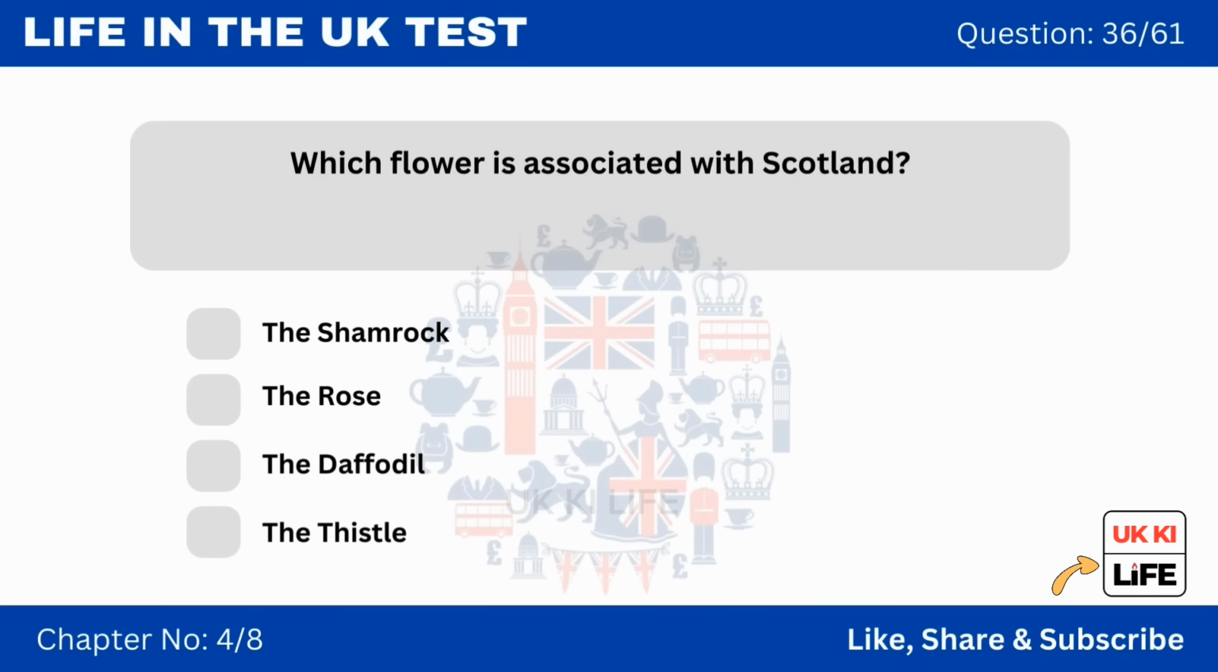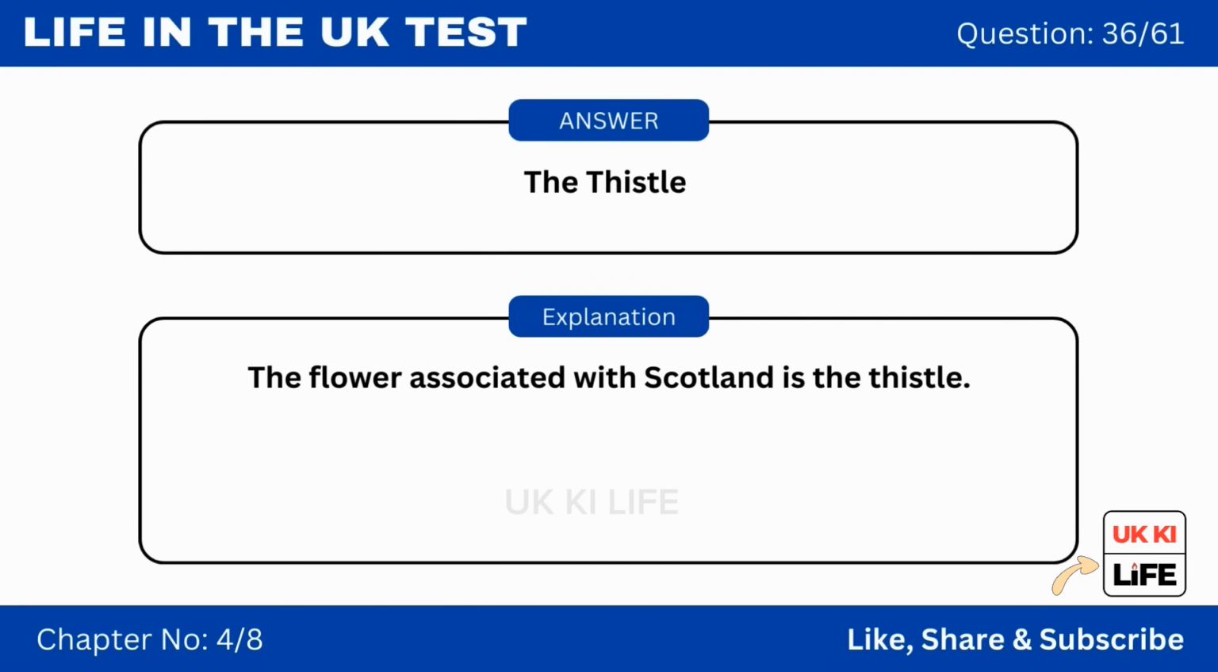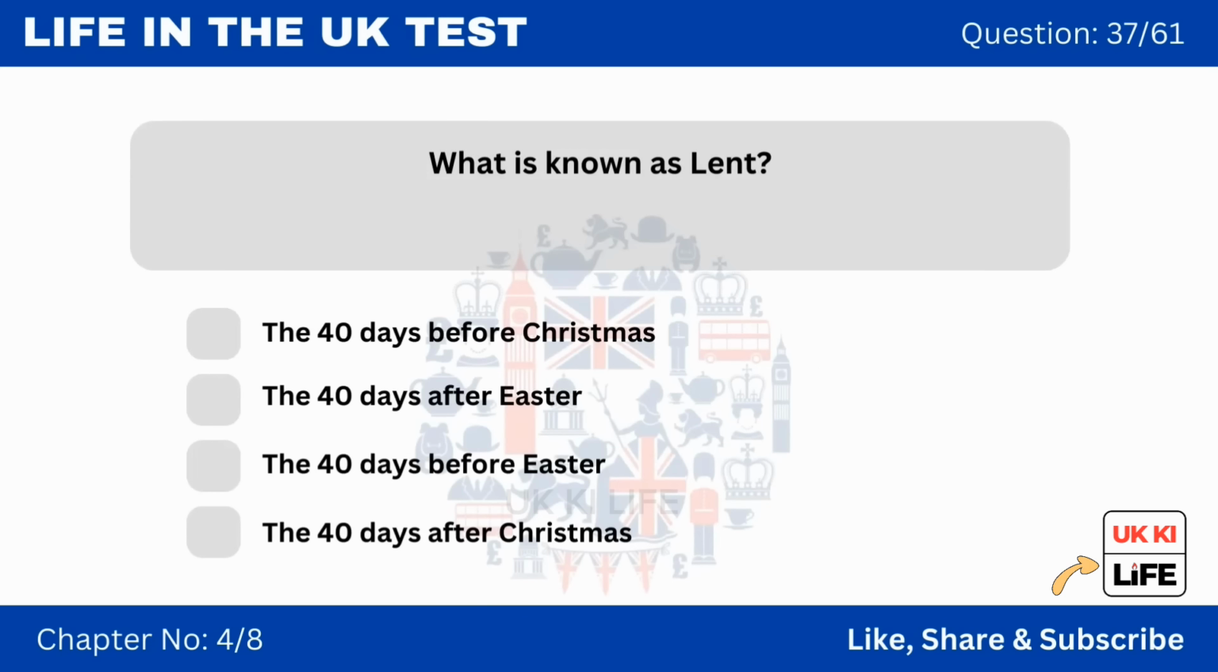The correct option is D. Explanation. The flower associated with Scotland is the thistle. Question 37. What is known as Lent? The 40 days before Christmas.